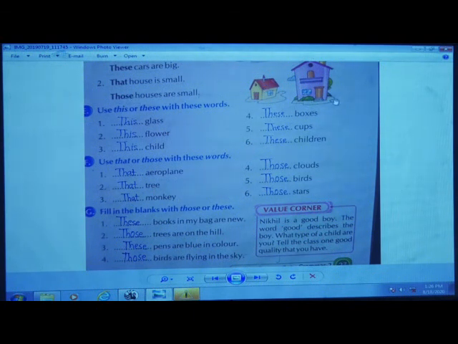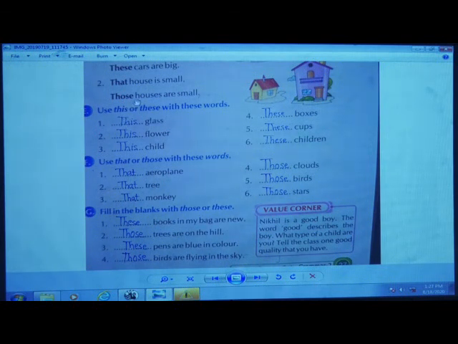Then here, how many houses? Two houses. So, those houses are small. Now here you can see those houses are small. We can see they are far from us, but there is more than one house, isn't it? There is not one house, there is more than one house. So those houses are small.